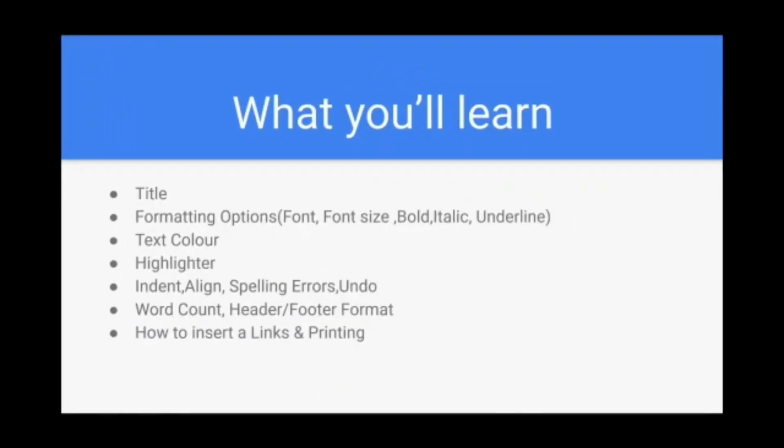What you'll learn in this beginner's guide is how to set the title, formatting options in terms of font size, and how to bold, italic, and underline those fonts, how to change the text colors, highlighting, indents, and alignment, how to fix spelling errors, how to undo, and how to set a word count, header and footer format, and lastly, how to insert a link and how to print out that Google Doc.